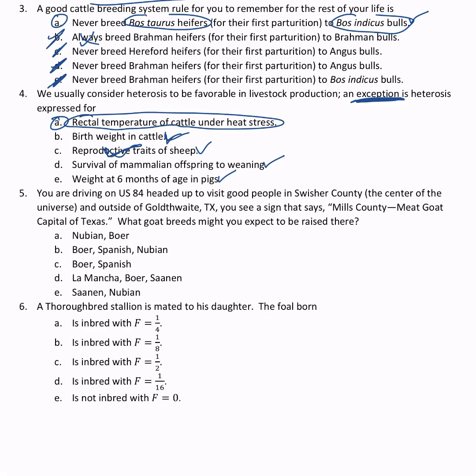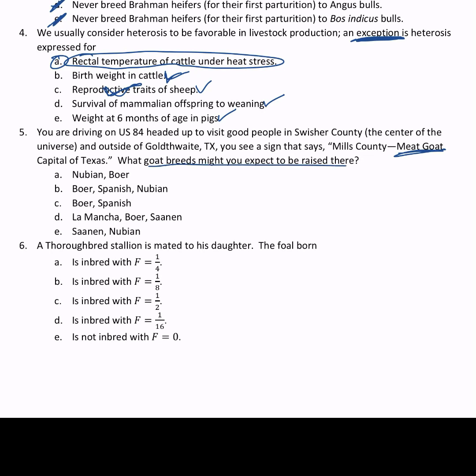Number 5, you were driving on US 84, headed to visit good people in Swisher County. And as you're driving, you see a sign that says Mills County, Meat Goat Capital of Texas. So what goat breeds might you expect to see here?